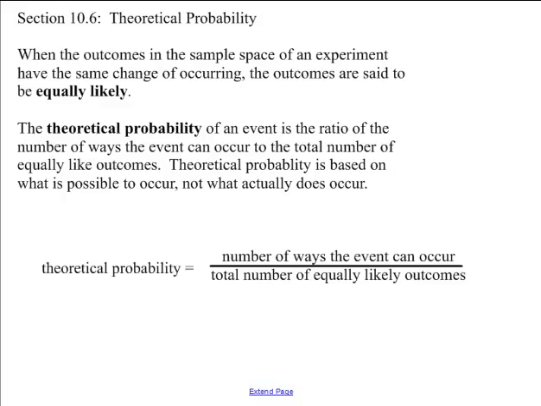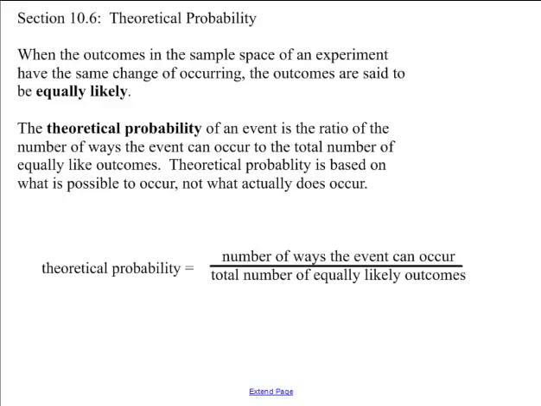The opposite of experimental probability is theoretical probability. Theoretical is what should happen in theory, not what actually happened in an experiment. So we're going to talk about theoretical probability, how to figure it out, but first we have to define this thing, equally likely. And it's exactly what it sounds like.